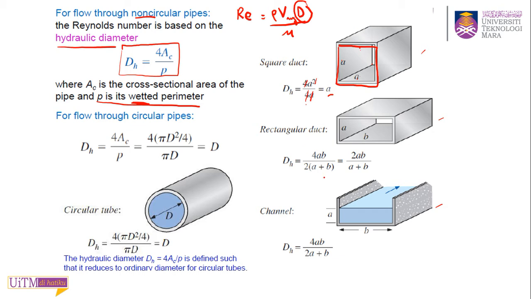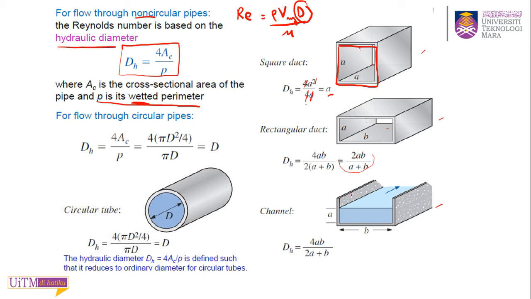The same goes for a rectangular duct. Do it the same way: find the hydraulic diameter from this equation, 4 times the area, so the area is A times B. So you get 4AB, divided by the wetted perimeter, A plus A, that's 2A, plus B plus B, so that's 2B. So you have 2A plus 2B. And when you cancel out, you will get 2AB over A plus B. So this D you will use in the equation to find the Reynolds number flowing through a rectangular duct.